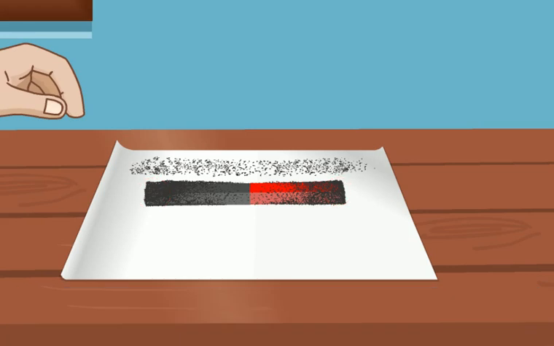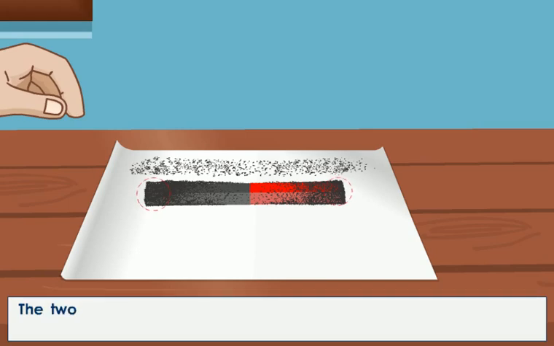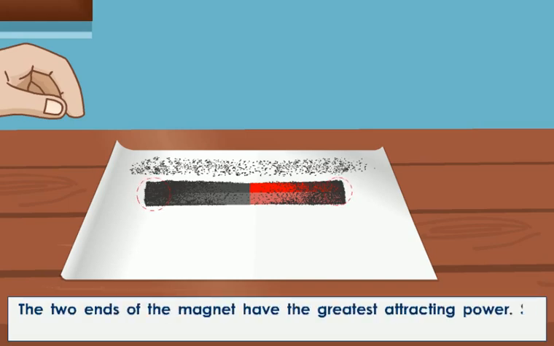Students, why are more iron fillings or pins attached at the ends? It's because the two ends of the magnet have the greatest attracting power. So, they attract more iron fillings or pins.